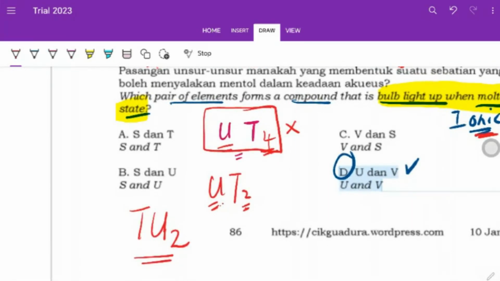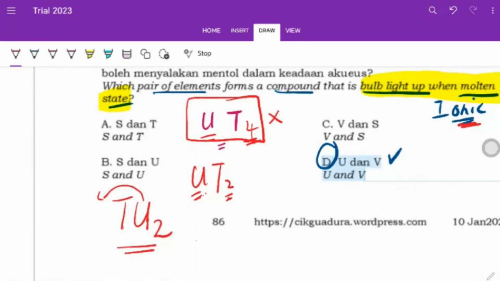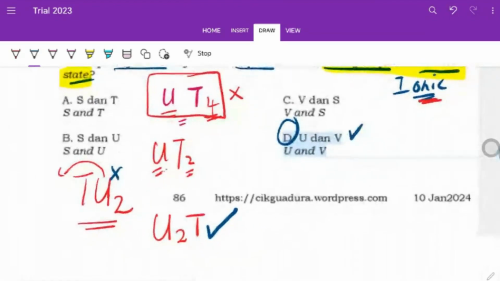But normally we write the metal first. So it should be U2T. If you write TU2, actually it's wrong, Norman, but your concept is correct already. So it should be U2T.